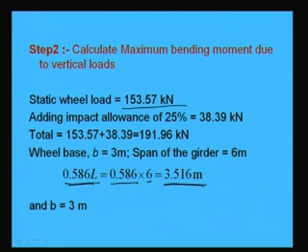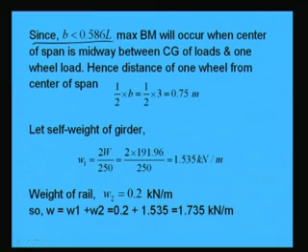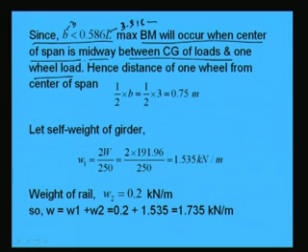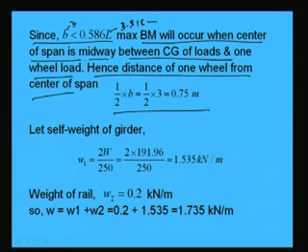So, static wheel load we have, the total load due to impact, and now we are seeing that the wheel base B is 3 meter, and we can now check that B is less than 0.586 into L meter, because B is 3 meter and this is coming 3.516 meter, right. So since B is less than this, maximum bending moment will occur when center of span is midway between CG of loads and one wheel load, right. Hence, the distance of one wheel from center will become half into B, that is half into 3, that will be 0.75 meter.